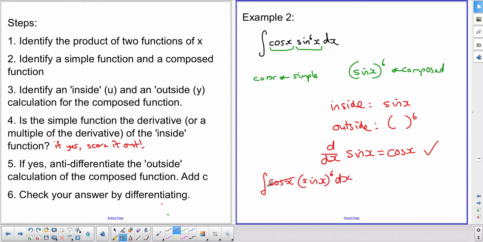So we'll divide by cos x, leaving us with only one part of the chain rule, or we can simply score it out and anti-differentiate the outside part of the composed function. Let's take another example.